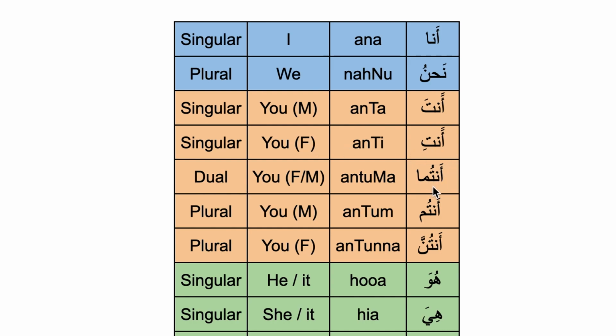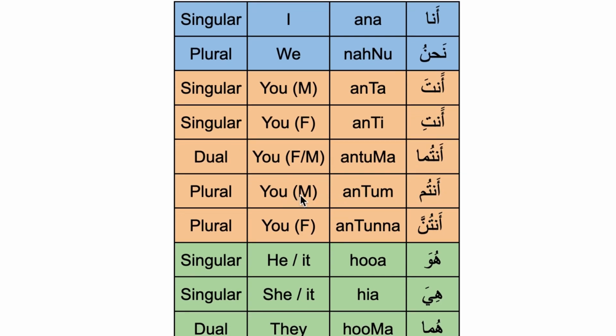Next is antuma. It's also you, but not for singular, it's for dual, like in English, you both. It's used if you are talking to 2 people, and it doesn't matter if they are male or female. The next is antum. Antum is also you, but only for plural male. Next is antunna. It's also you, but only for plural female.